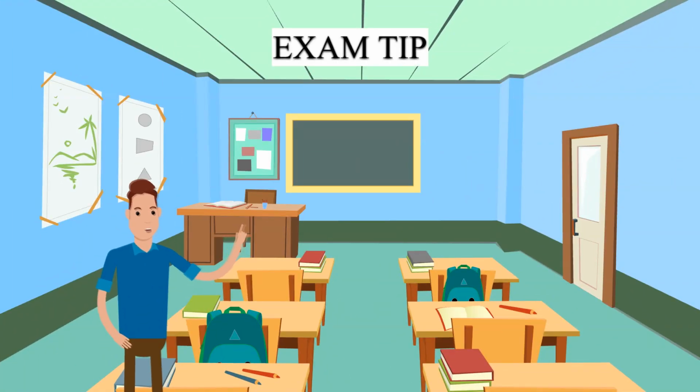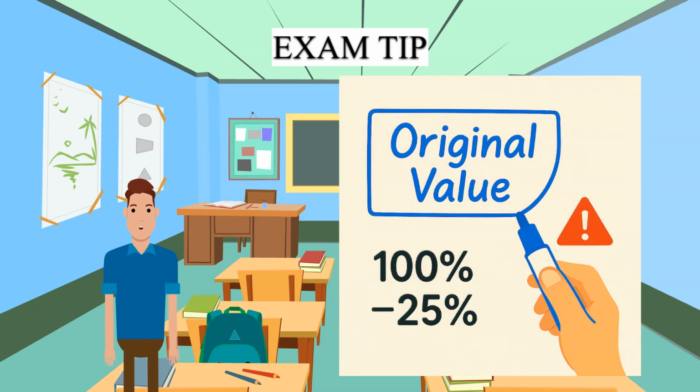One of the most common exam mistakes is dividing by the new value instead of the original value. Always remember, percentage change is based on the original value. If you use the wrong value, you'll get the wrong answer.